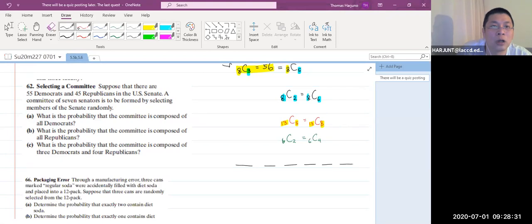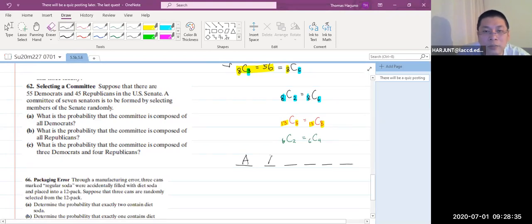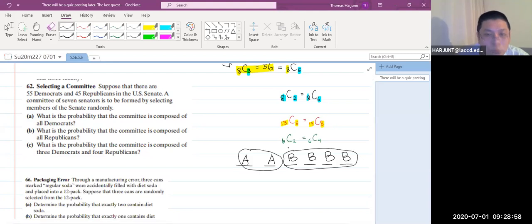Suppose the question is, how many ways can you put A's? The number of ways to put 2 A's corresponds exactly to the number of ways you can put B's. Because if you choose 2 of them to be A's, it also means the other 4 need to be B. So the number of ways you can put 2 A's will be the same as the number of ways you can put 2 B's.